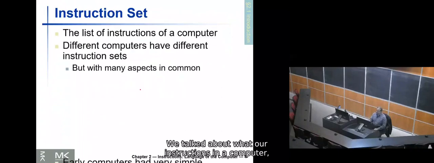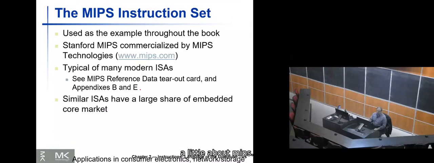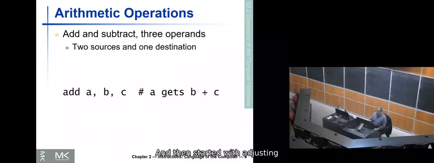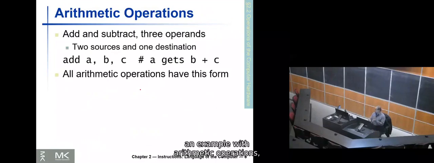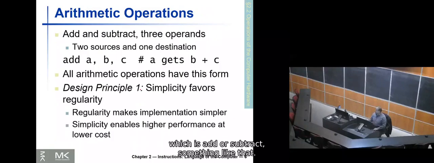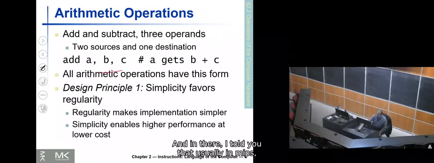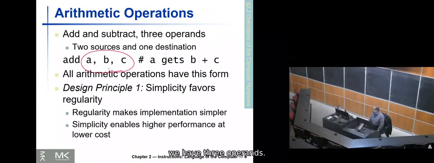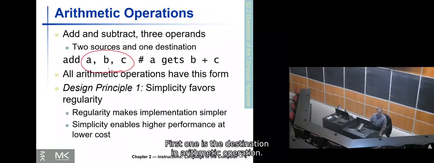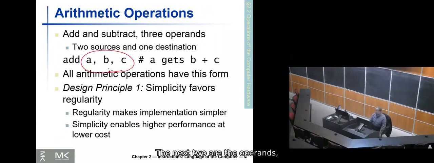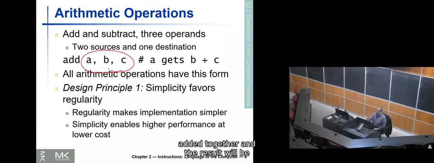We talked about what instructions are in a computer, a little about MIPS, and then started with an example of arithmetic operations, which is add or subtract. In MIPS, we usually have 3 operands. The first one is the destination in an arithmetic operation. The next 2 are the operands which will be, for example, added together, and the result would be stored in the destination.